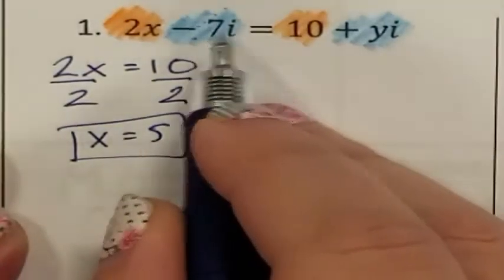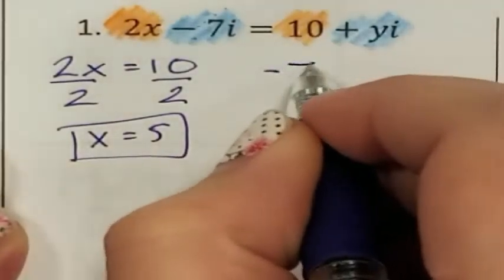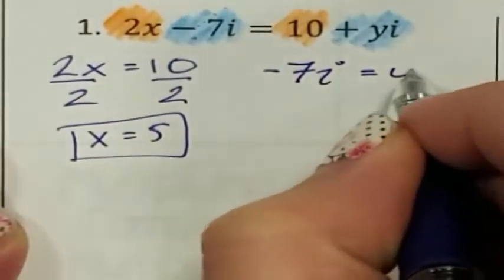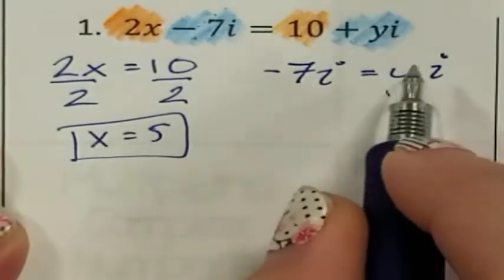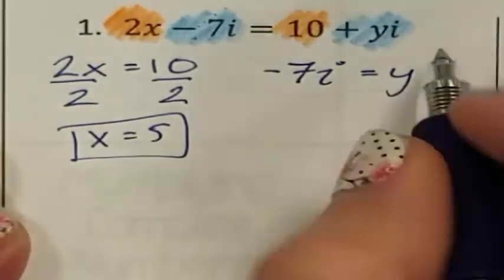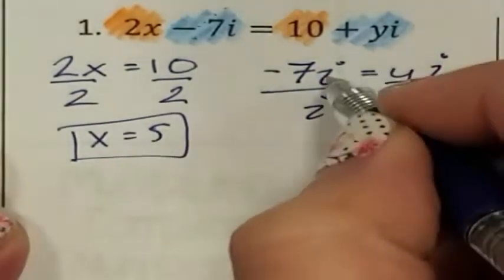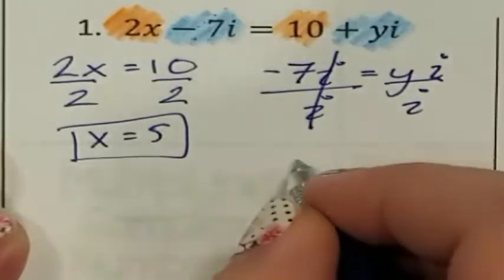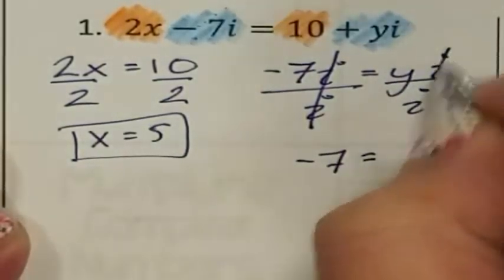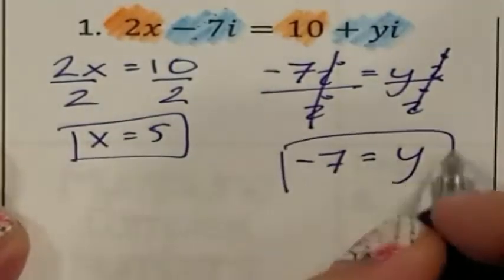Now I've got to do imaginary equal to imaginary. Because this is equal, these should weigh the same. So negative 7i should be the same as yi. I'm supposed to be solving for y. Since y is connected to the i by multiplication, we're going to divide both sides by the i. i divided by i is 1, so I have negative 7 equaling 1 times y. So x is 5, y is negative 7.